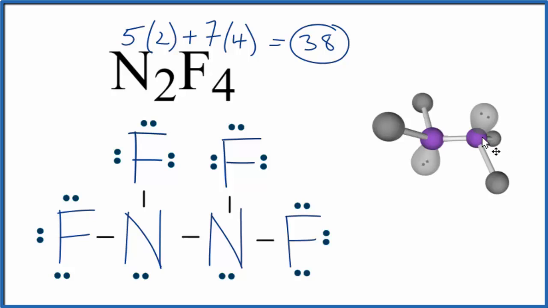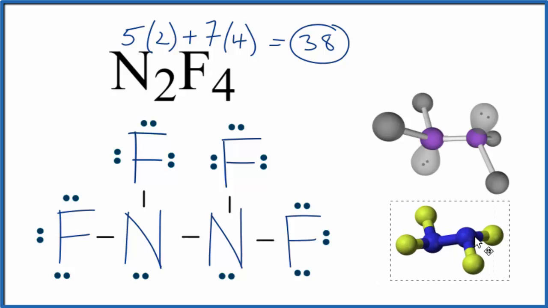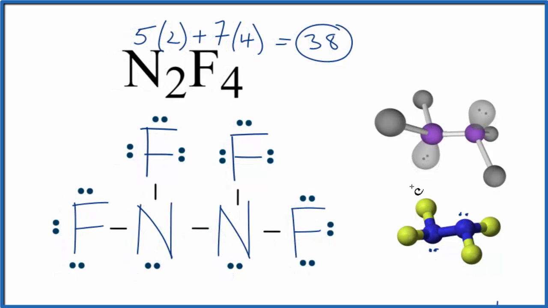Each one of the nitrogens has a trigonal pyramidal molecular geometry. We could draw it out like this as well if you wanted a molecular model, and we'd have a lone pair on top of each nitrogen here. So that's the Lewis structure and molecular geometry for N2F4.